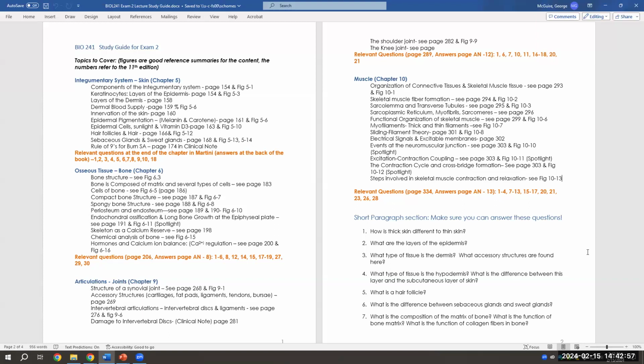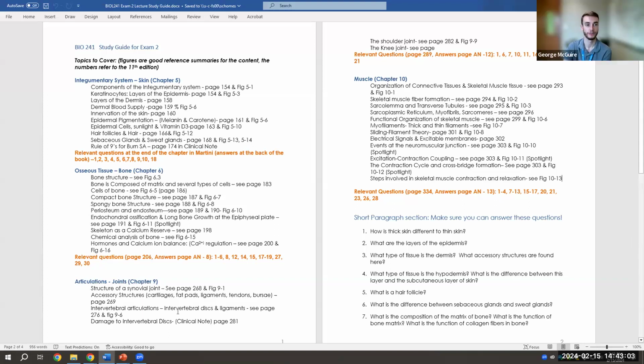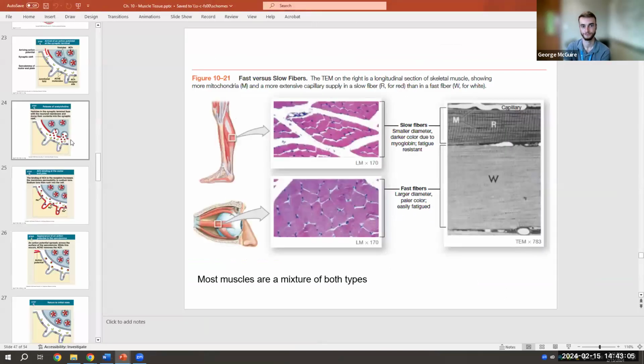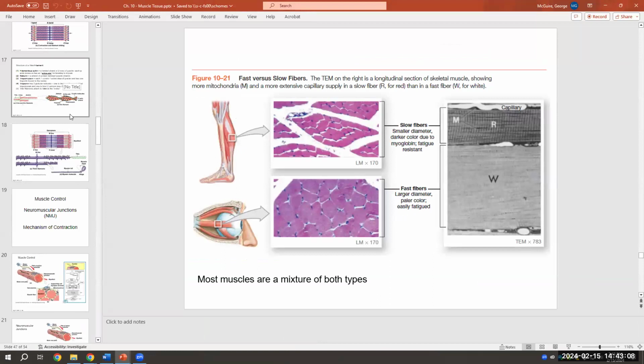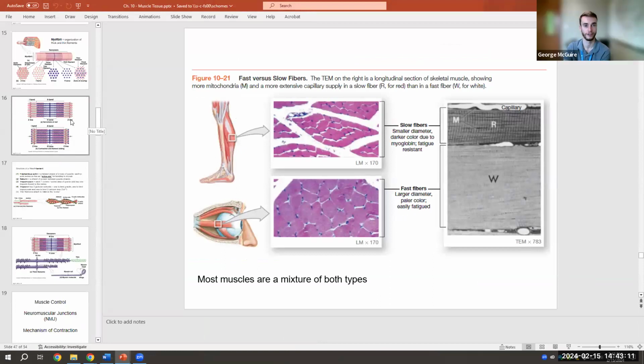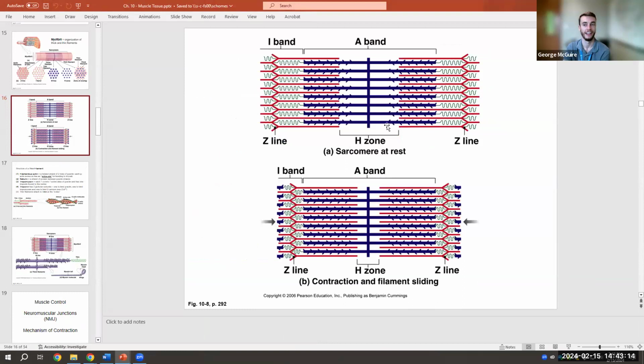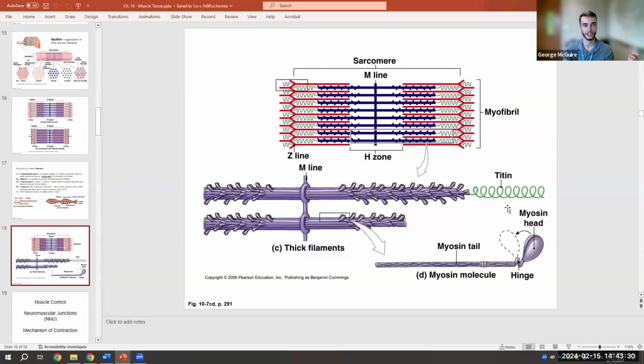How much detail do we need to know about the sarcomeres? You definitely don't need to know the names of all the lines and zones. So generally just that there are thin filaments and thick filaments, and that the thick filaments pull the thin filaments towards the center. It's basically all I care for you guys to know. I'd rather you focus on the cross bridge formation and the actual method of contraction. So thick filaments pulling on thin filaments towards the center.